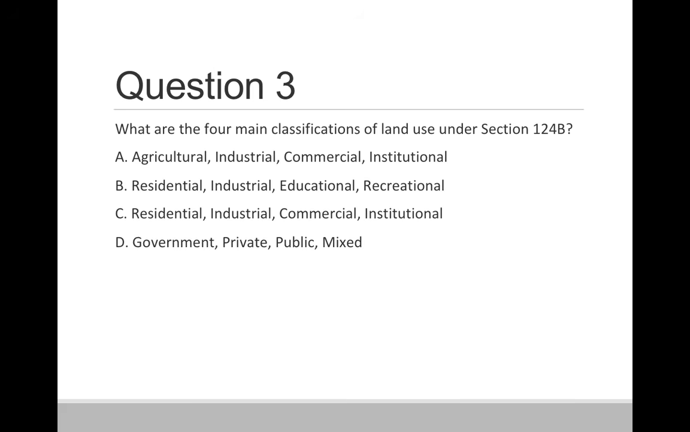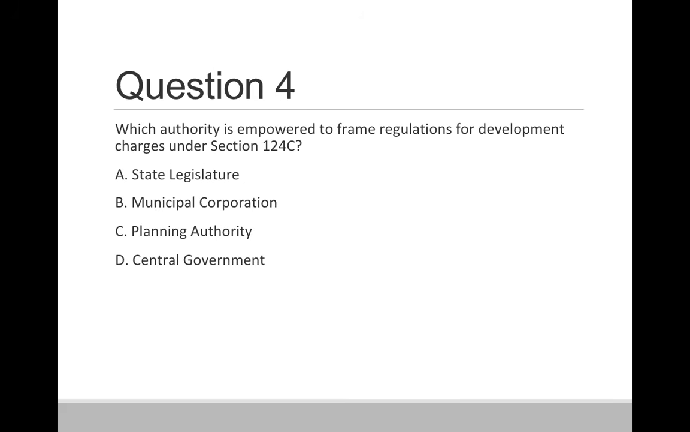Question 3. What are the four main classifications of land use under section 124B? So option A is agricultural, industrial, commercial, institutional. Option B, residential, industrial, educational, recreational. Option C, residential, industrial, commercial, institutional. And option D, government, private, public, mixed. So the correct option is option C, that is residential, industrial, commercial and institutional.